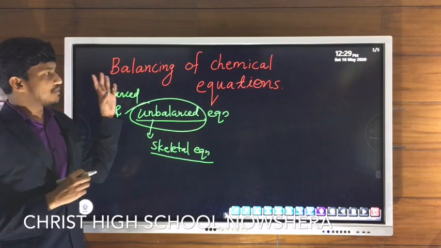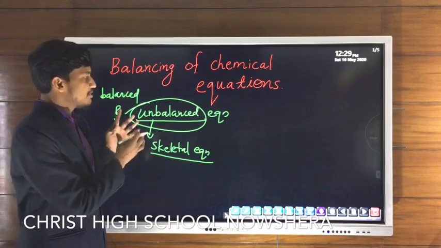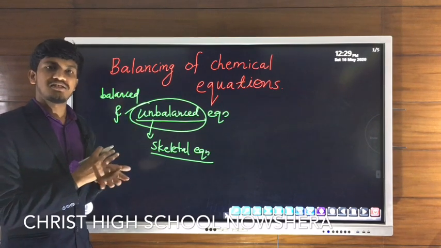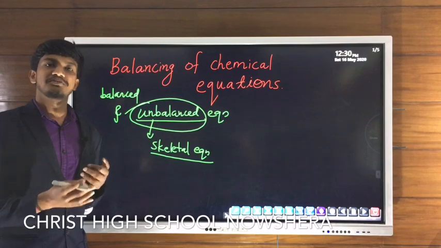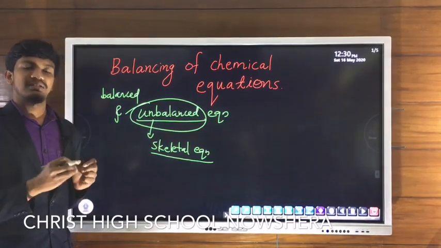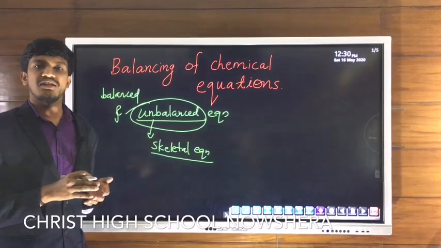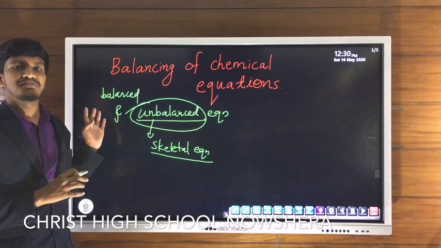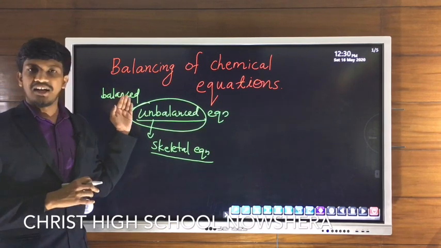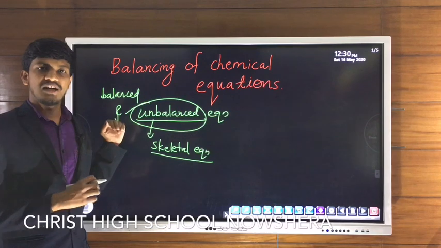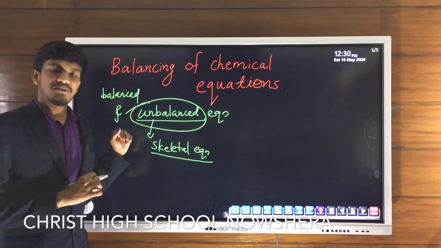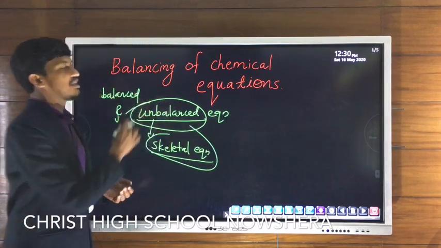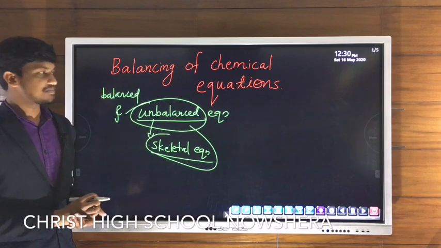So for balancing of a chemical equation, an unbalanced equation is given in the question. So we know in that case there is no equal number of atoms. Now we have to balance that unbalanced equation. That means we have to make equal number of atoms on both the reactant and product side. Then we will get balanced equation. So we will balance unbalanced equation. That is, we have to equalize the number of atoms of each element on both the reactant and product side. So that is called balancing of chemical equation.